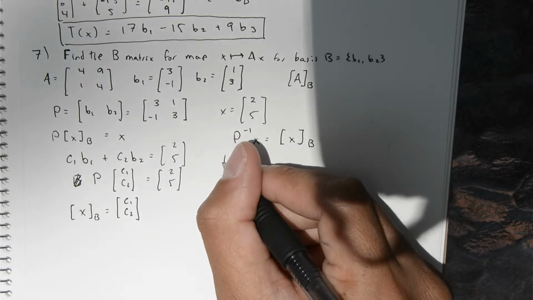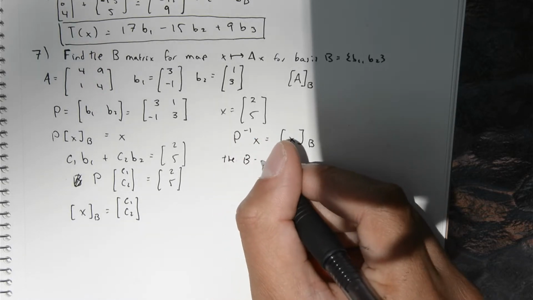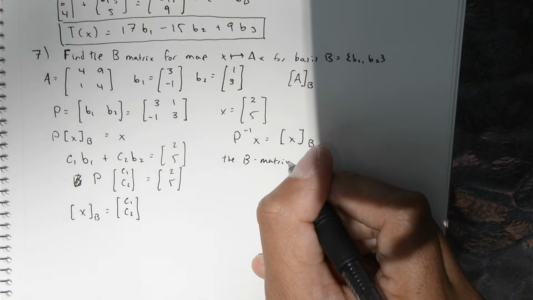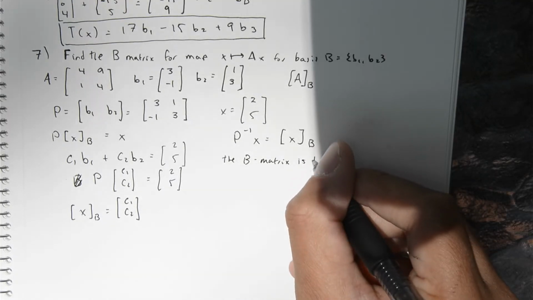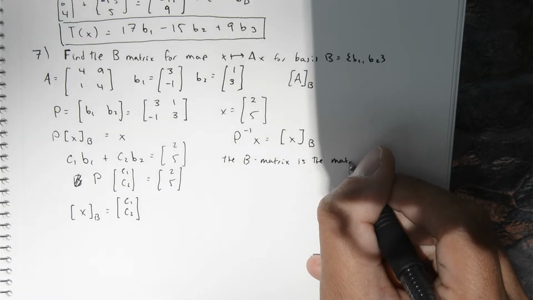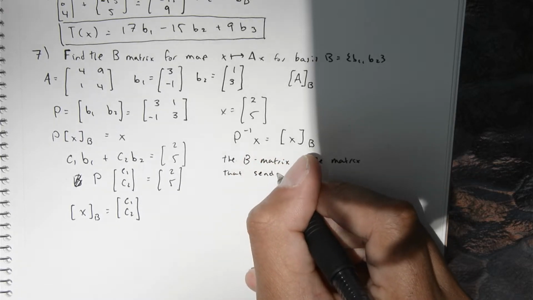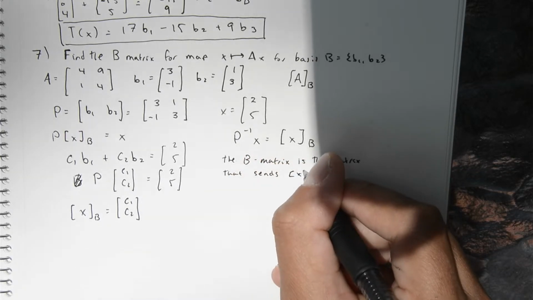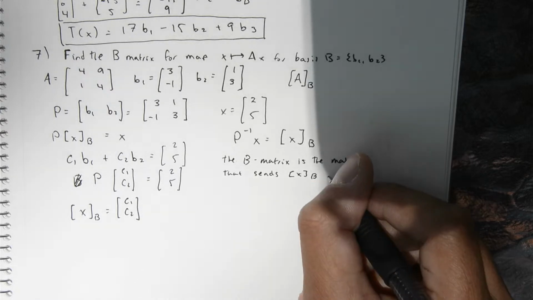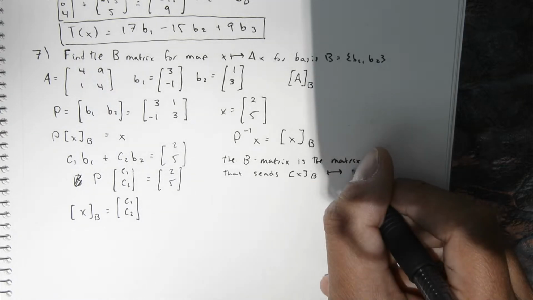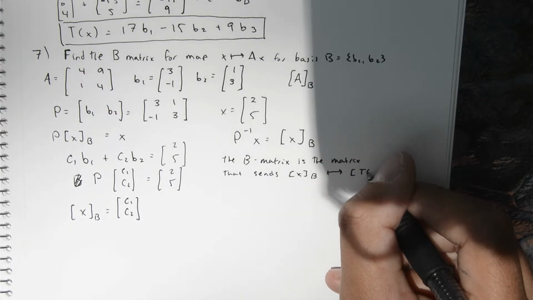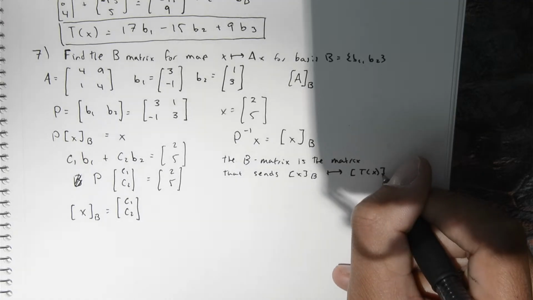So the B matrix is the matrix that sends x relative to b to T of x relative to b.